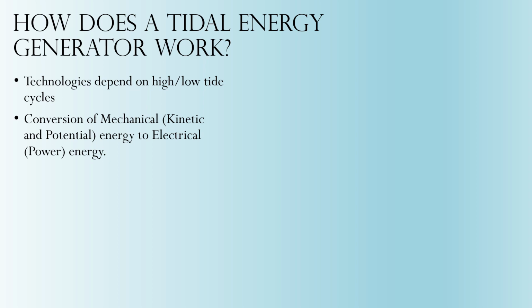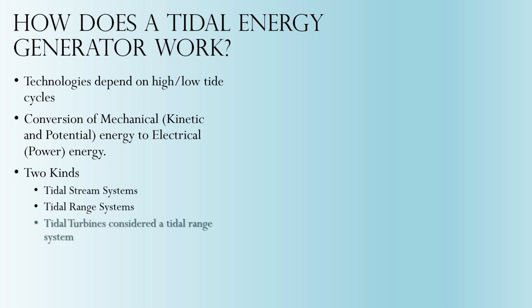Tidal power generation has two main systems that can be used to effectively create and store power: tidal stream systems and tidal range systems. Tidal stream systems use underwater turbines similar to those used in wind power. The kinetic energy of moving water turns the turbines, which then generates electricity.